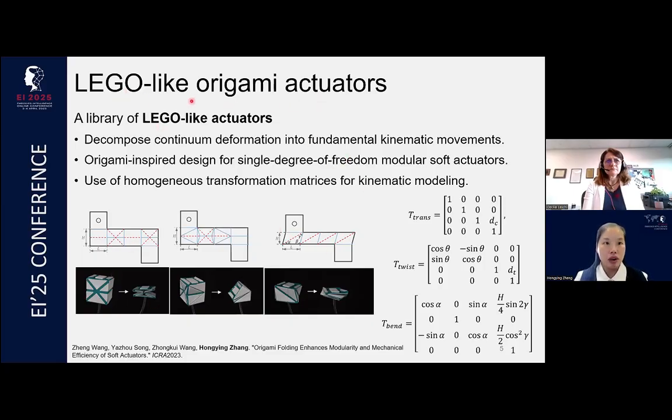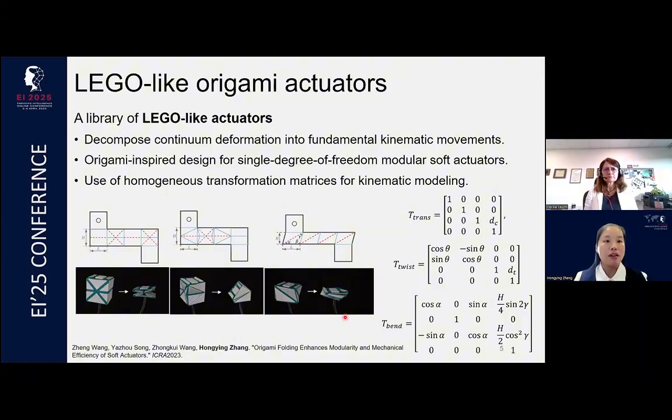We call these actuators Lego origami actuators. This is mainly because their structures are designed with the inspiration of some basic origami patterns. Here we list three. As you can see, the first one can generate a contraction, the second one generates a bending, and the third one generates some twisting motion. In this way, we can decompose the continuum deformation into some fundamental kinematic movements.